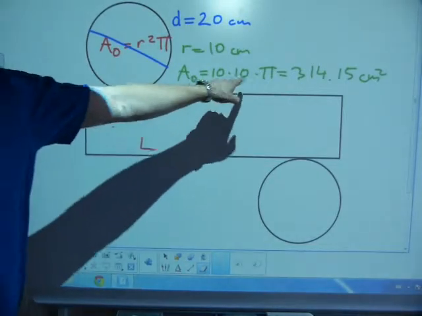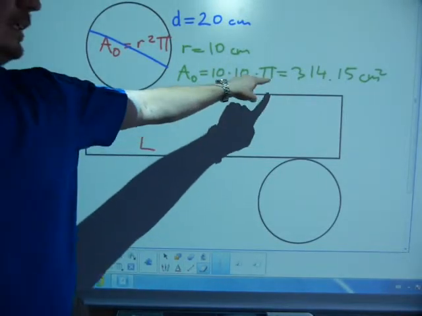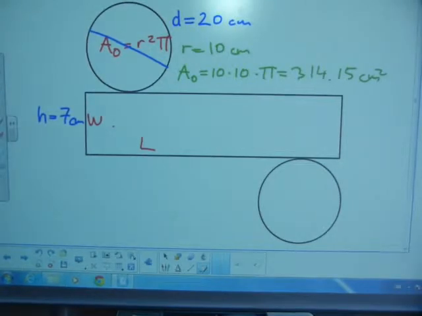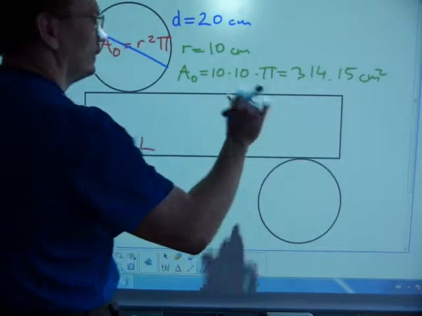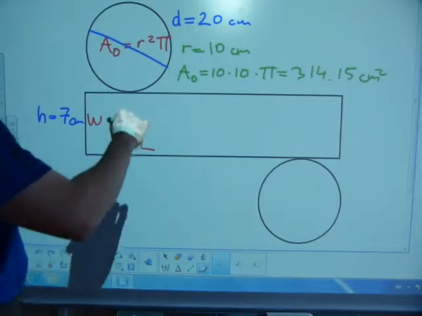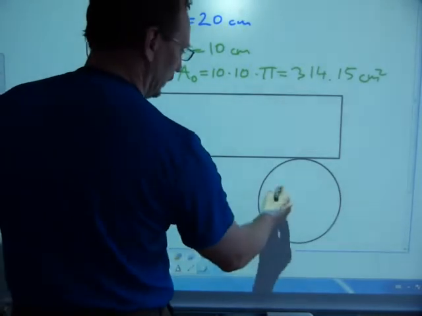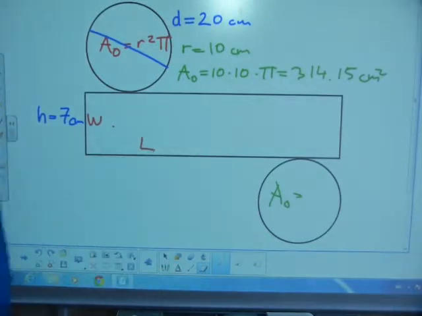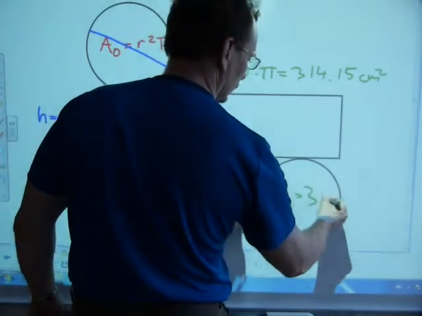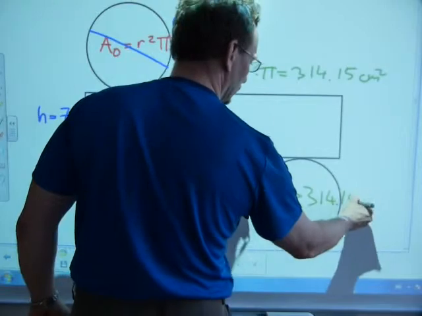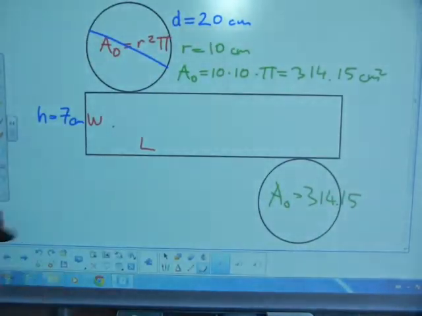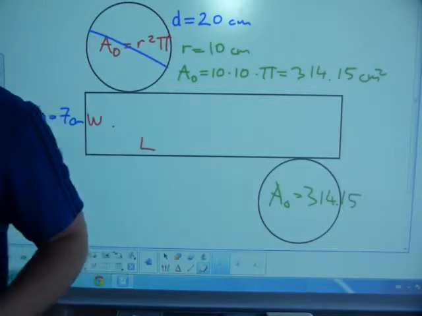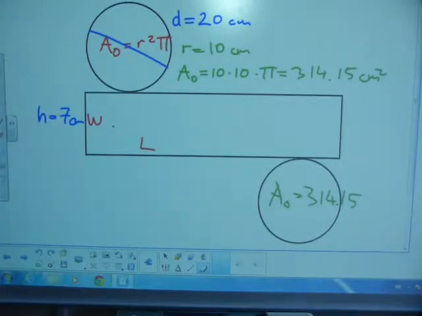Now, there's your r squared, radius times pi, everything is there, 314.15. So far so good for circle number 1. Circle number 2, area of this circle is also 314.15. So it's an easy kill. Now, this is where the tricky part is.